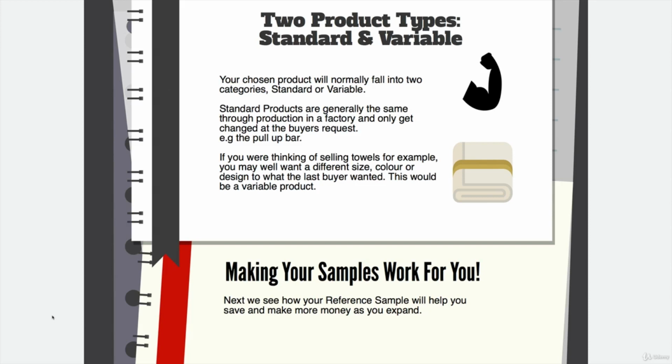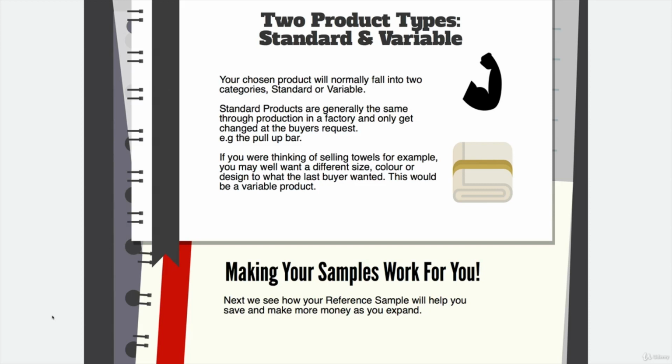So you could then go to the supplier and say, hey, I want to order a towel, but for this order, I want it to be a bigger size towel. Now, don't get me wrong, you can order a bigger size pull-up bar, but a pull-up bar is a pull-up bar, if you see what I'm saying.